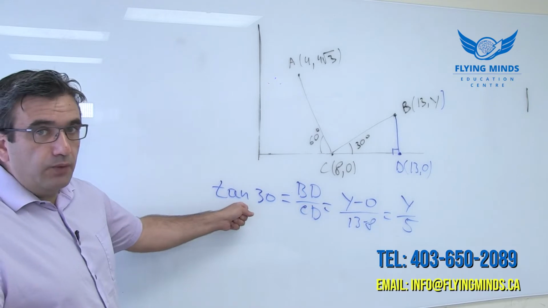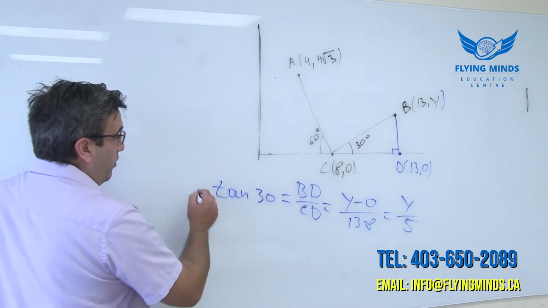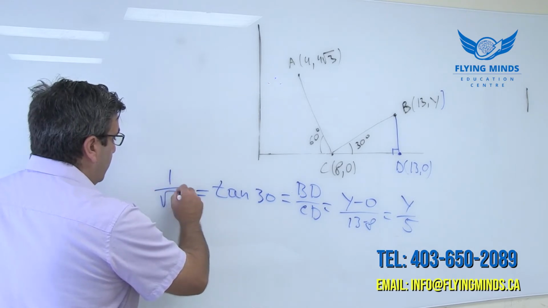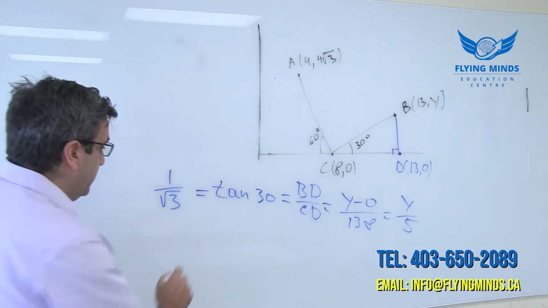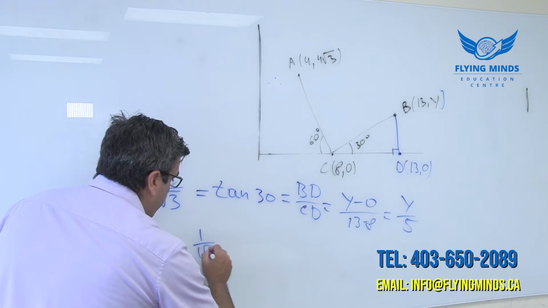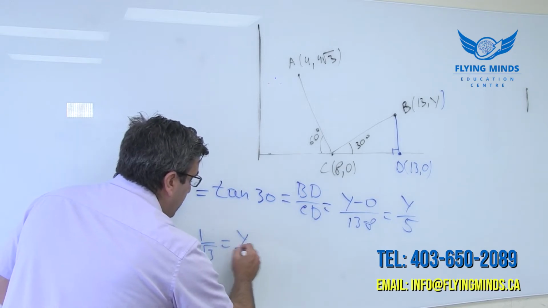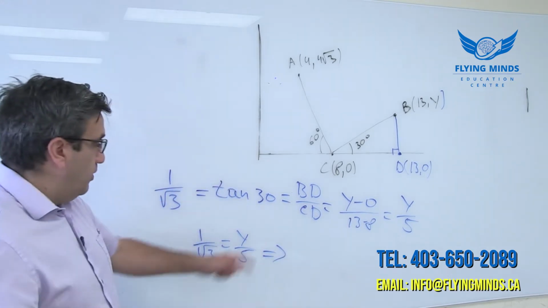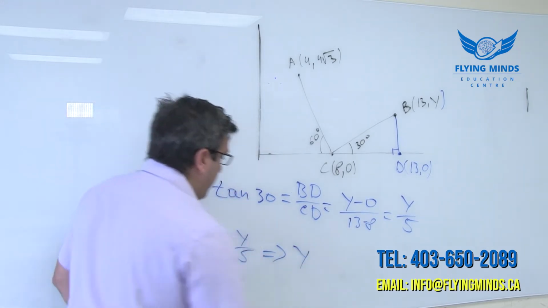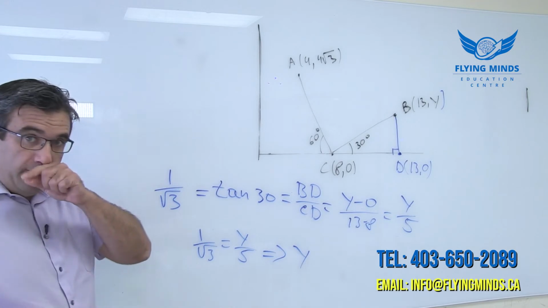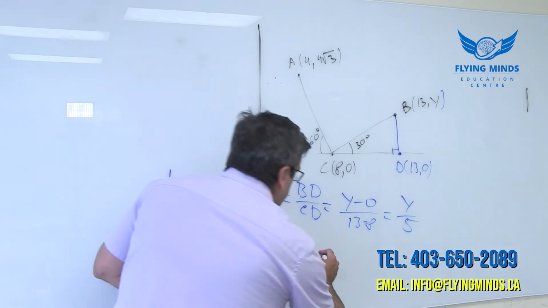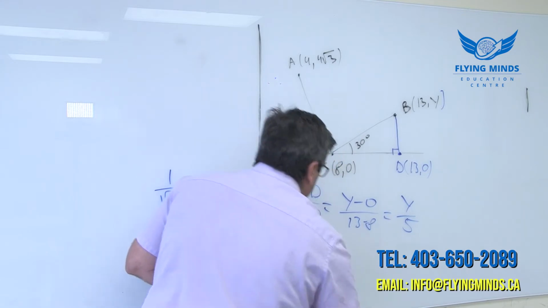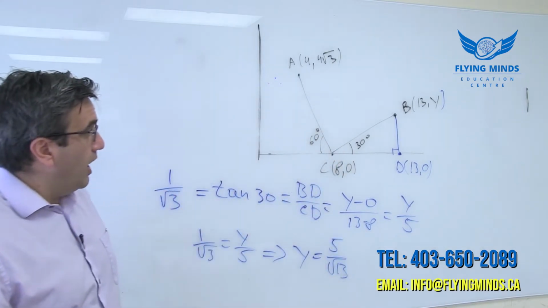But on the other hand, we know that the tangent of 30 degrees equals 1 over square root of 3. So now we have 1 over square root of 3 equals y over 5. And from here, y equals, we multiply both sides by 5, so y equals 5 over square root of 3. So here's our answer.